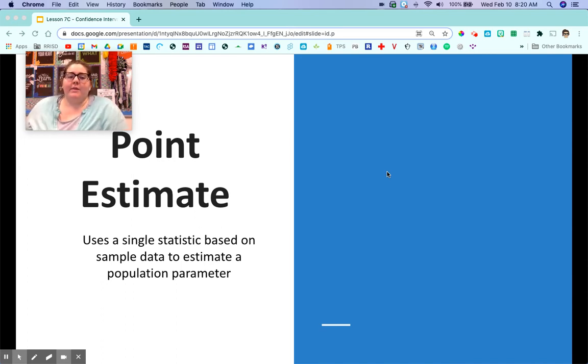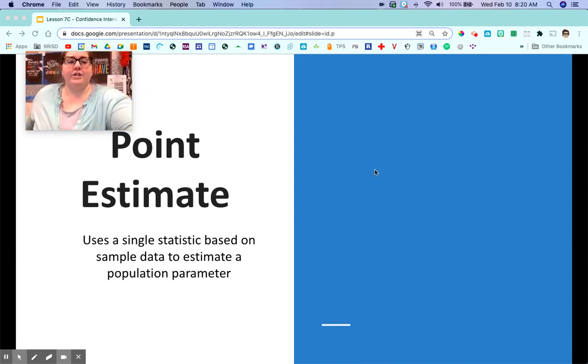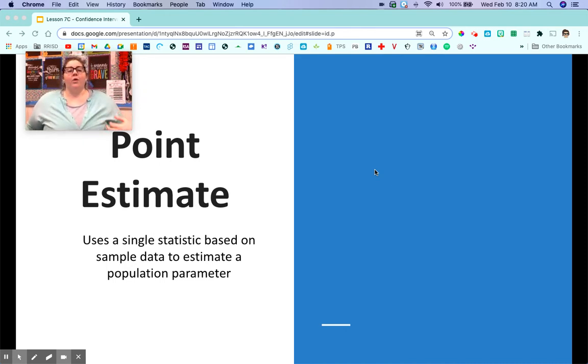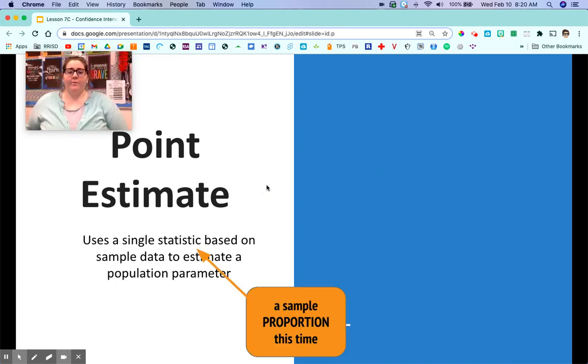So we're going to start with something called a point estimate. These beginning couple of slides are something that I talked about in class, but I feel like it's good to recap. So a point estimate is basically a single statistic that is based on sample data. It's our statistic from a sample that is used to estimate a population parameter. In this case, we're going to talk about a proportion because we're dealing with categorical data for today.